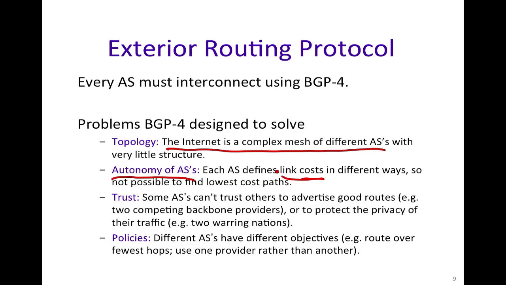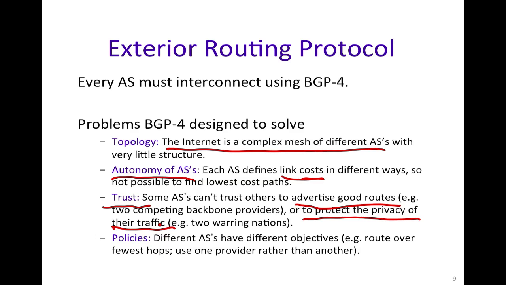Another thing that we need to consider is trust. When we're going between autonomous systems, we'll find that some autonomous systems aren't willing to trust others. Perhaps they don't trust them to advertise good routes, e.g. they might be a competitor, or they may want to protect the privacy of their traffic. So they might not want to send traffic through another autonomous system. For example, it might be a warring nation.